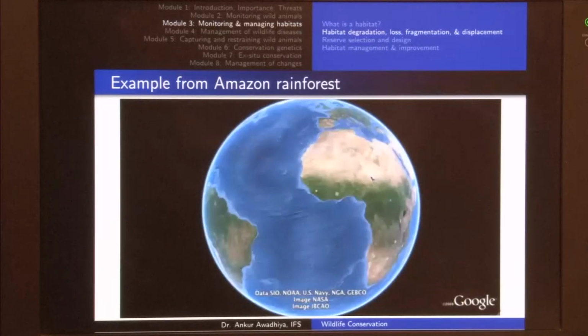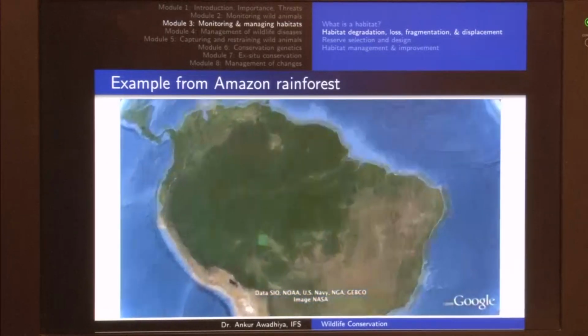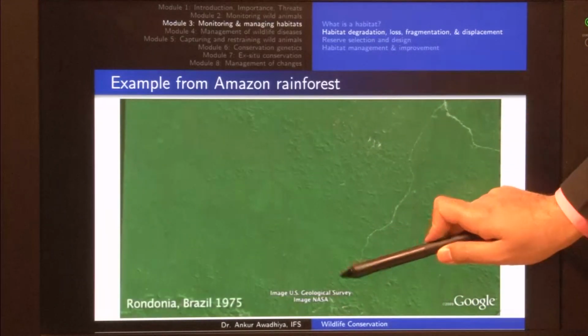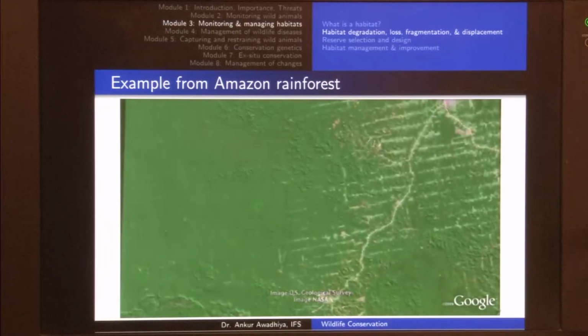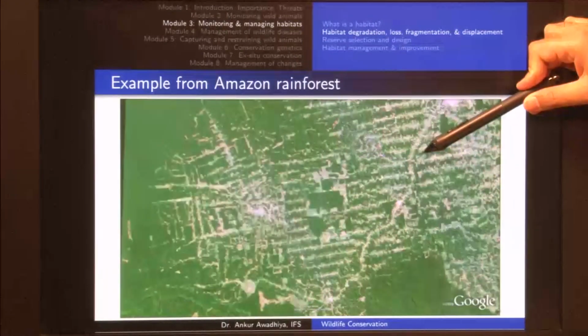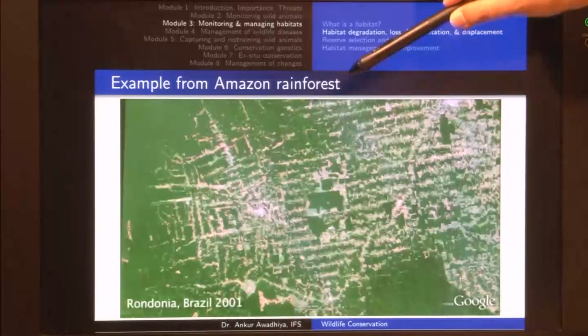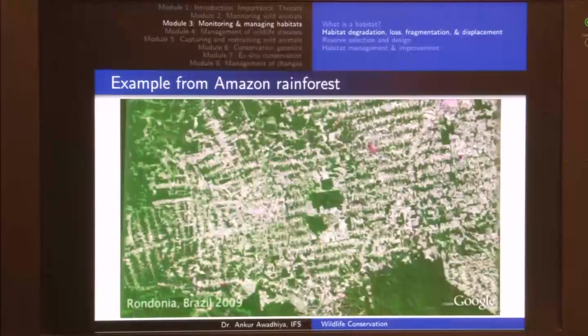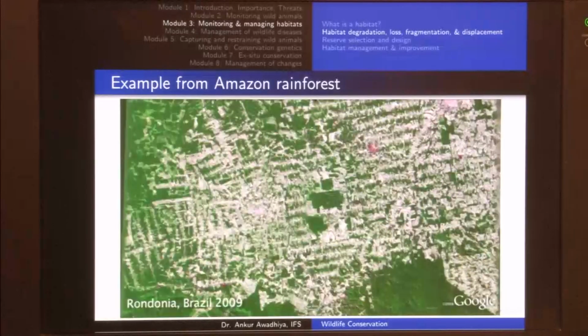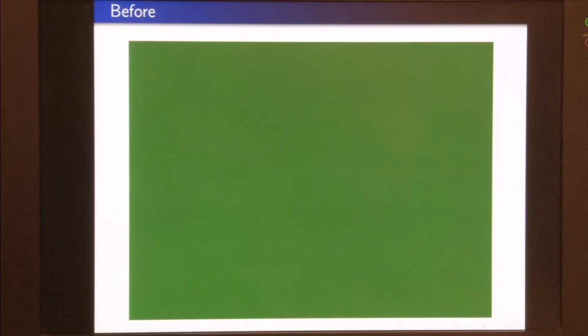Now, one good example that we see from the Amazon rainforest is this. Here we can observe a small road that was built around the year 1975. Now this is an image from 1989. These green areas are forests, and all these areas are now being eaten away by people for logging purposes, and also for conversion into farmlands and grazing grounds. In a very short period of time, from 1975 to 2009, just 35 years, all of these forests are now gone. This is something that we see in most of our areas.